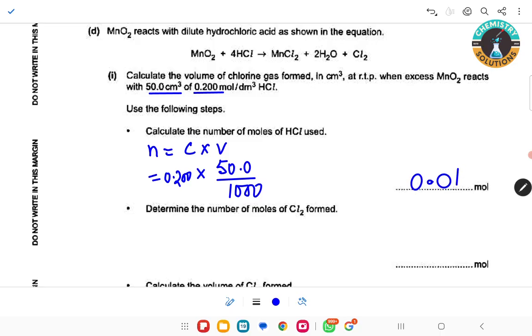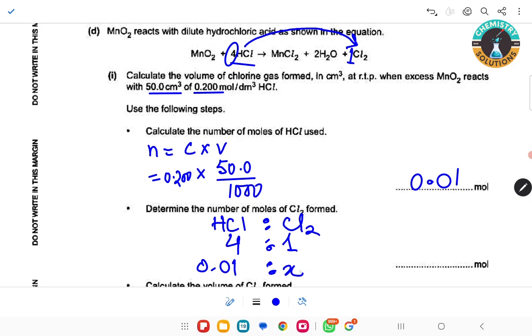0.01 mole. So determine the number of moles of chlorine. From here we have calculated the moles of HCl, and from here we have to move here. For this we have to do the ratio method like this: HCl to Cl2. Take the number of moles here: 4 moles of HCl and 1 mole of Cl2. And if we have 0.01 moles of HCl, what is the answer for the chlorine?